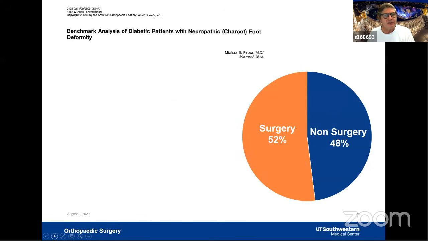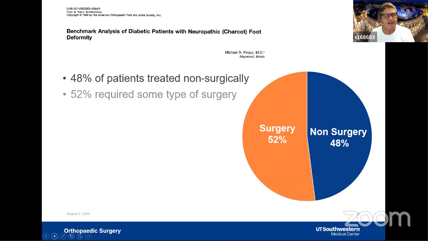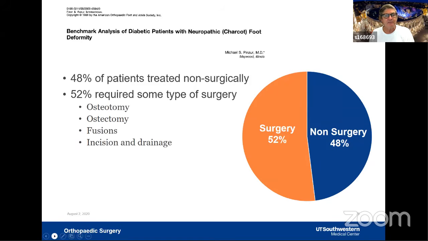And then Dr. Pinzer in Chicago looked up his series and found that nearly half of them could be treated non-surgically with accommodative shoes after total contact casting, but about 52% required some form of surgery. And that surgery could be in the form of an osteotomy, ostectomy, fusions, incision and drainage, the ones that became infected, or even amputations.